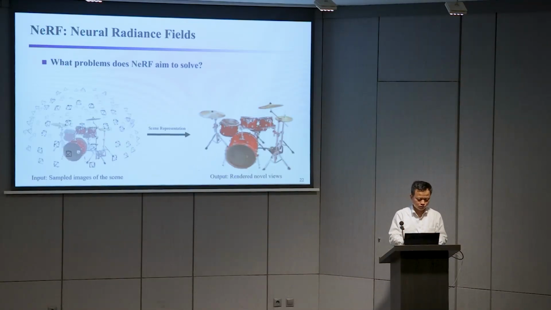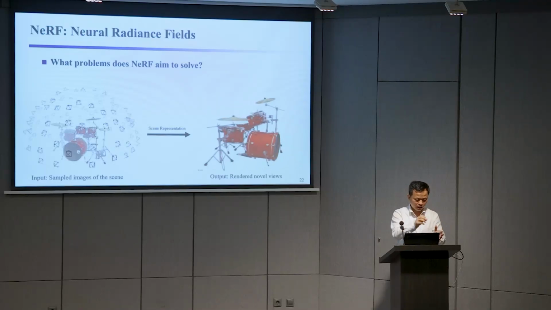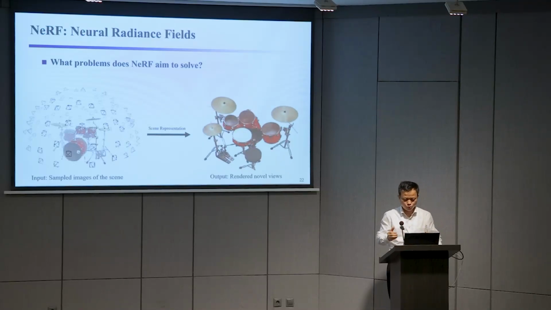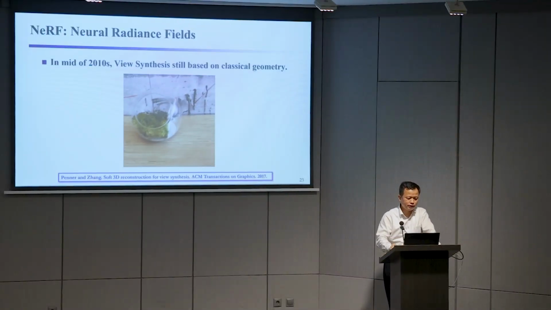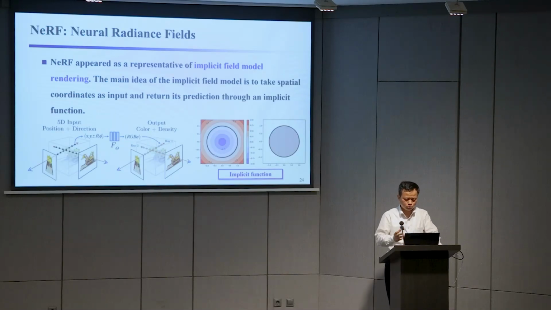So the input is several images. If it's for a scene, you have several sampled images, and we hope to render novel views. You can generate other pictures from other views. Of course, if you can do this, you can also generate a 3D mesh representation, for example. It's also possible. In the middle of the 2010s, view synthesis was still based on classical geometry, like a SIGGRAPH paper in 2017. But NeRF appeared as a representative of implicit field model rendering.